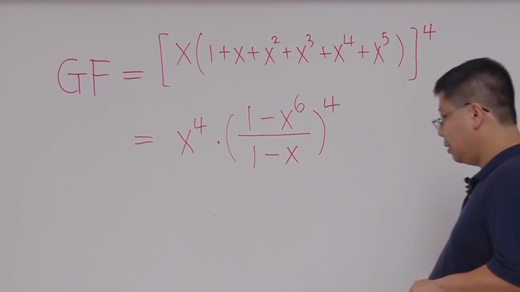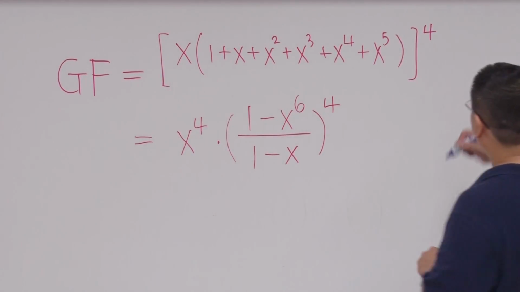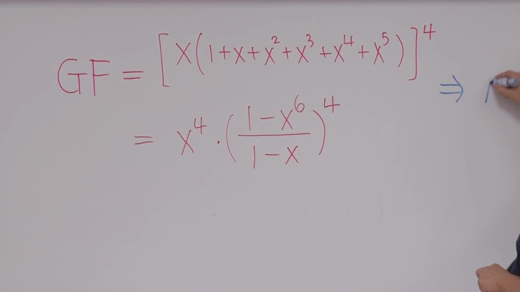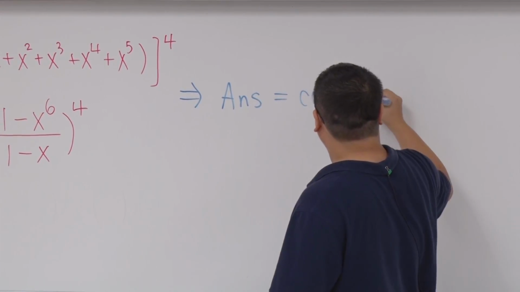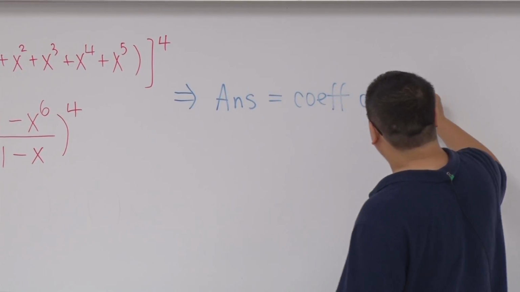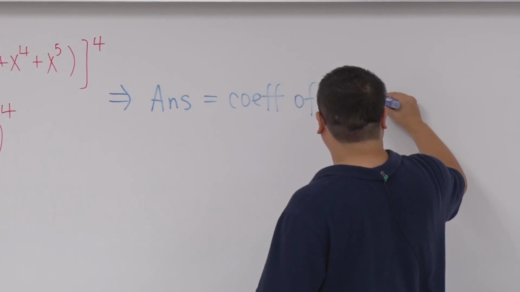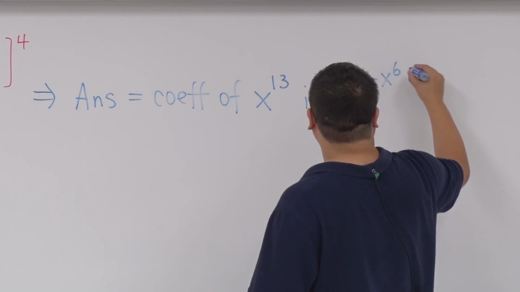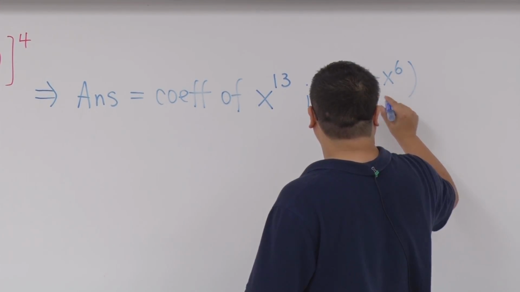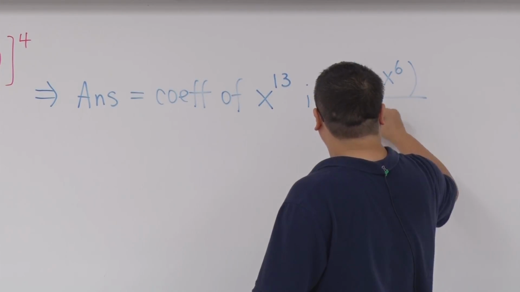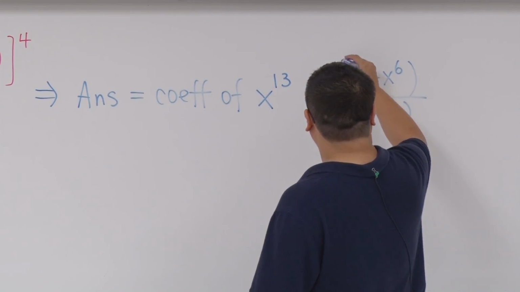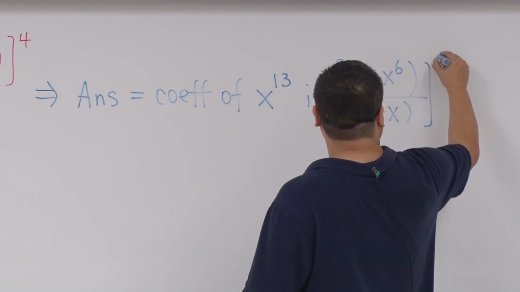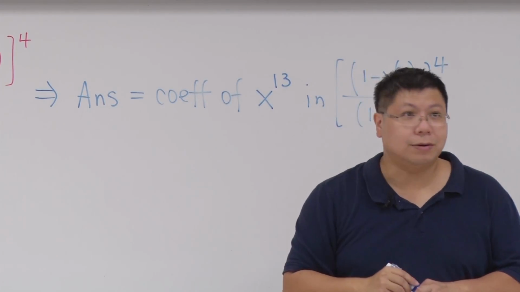So if you look at this, the answer that we want is equal to the coefficient of x to the power 13 in (1 minus x to the power 6) divided by (1 minus x), this term, to the power 4. Is that okay?